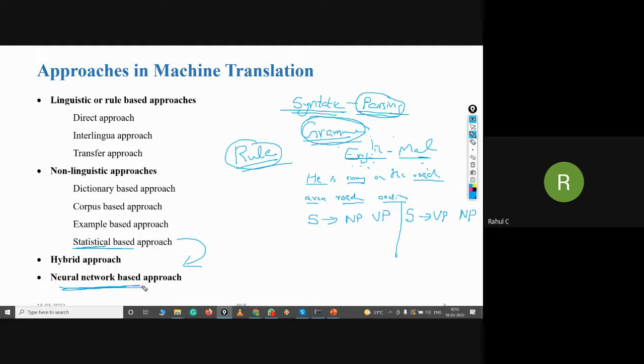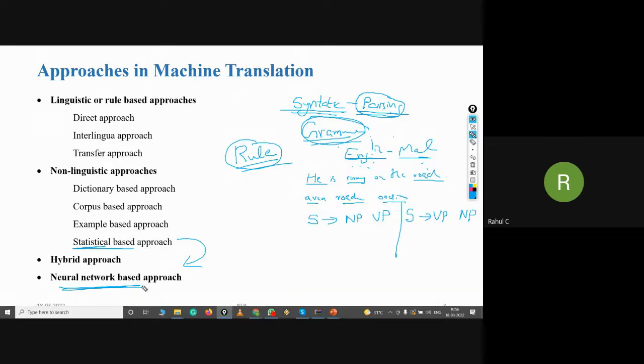In neural network based approach, you know that a neural network is a black box. You give the input and take the output, and the model is trained in such a way that it is possible to identify all the types of syntactic and semantic rules applicable in that language. If you can train with a lot of data, neural machine translation produces some amazing, wonderful results.